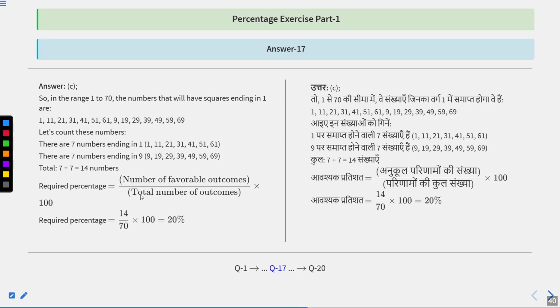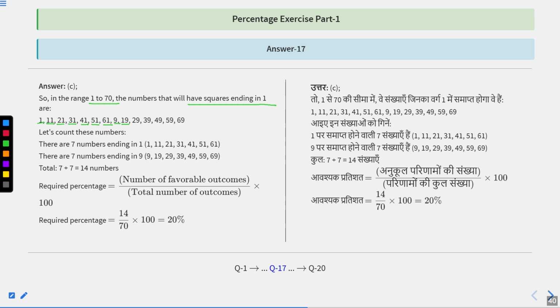Now we know that, for the range from 1 to 70 according to the question, the numbers that will have squares ending in 1 are 1, 11, 21, 31, 41, 51, 61, and then start with 9.